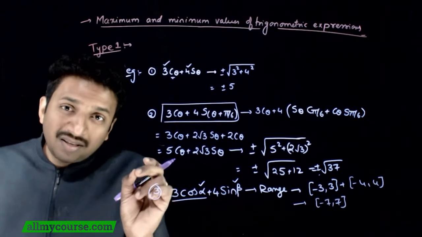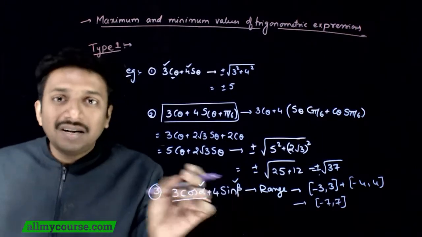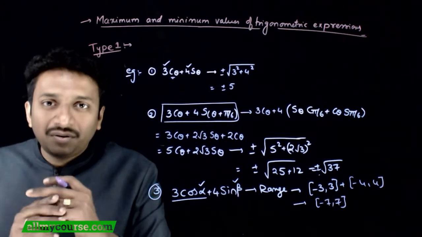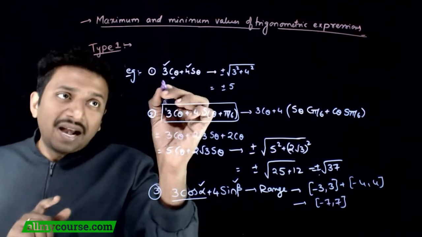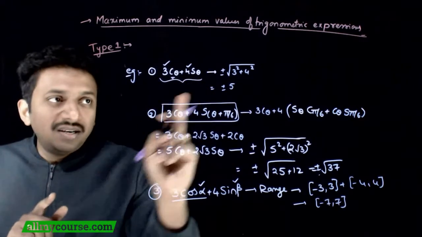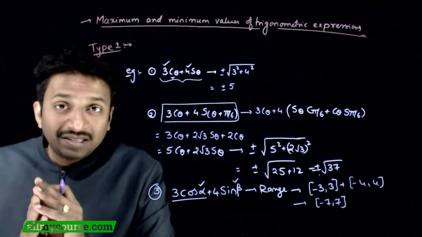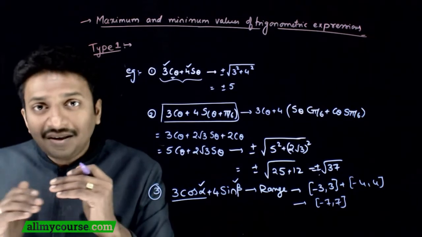So here you can add the ranges because these two are independent of each other. So you have to see in the question whether the two angles are dependent on each other or independent of each other. If they are dependent and is of the form a cos theta plus b sin theta, then root of a square plus b square, plus or minus, are the maximum and minimum values.